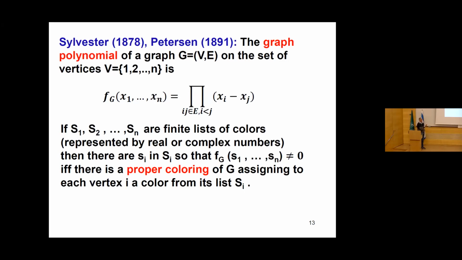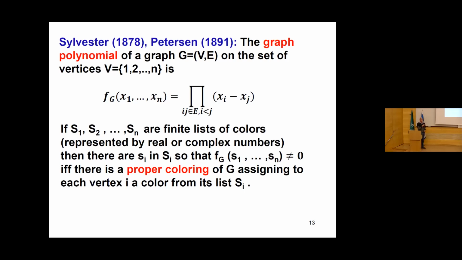It's more or less the simplest polynomial that you can associate with a graph. You associate every vertex with a variable. So I denote the vertices by 1 to n, and for vertex i, the corresponding variable is x_i. And now what we do is just take the product of (x_i - x_j) over all edges ij. The sign does not matter much, but I wrote here that we always take i less than j, just to be specific. So this is the graph polynomial.